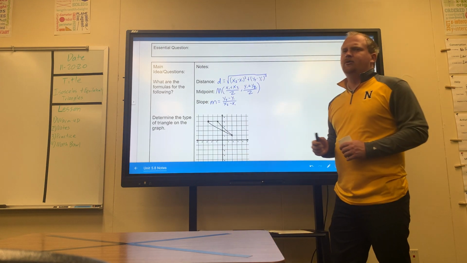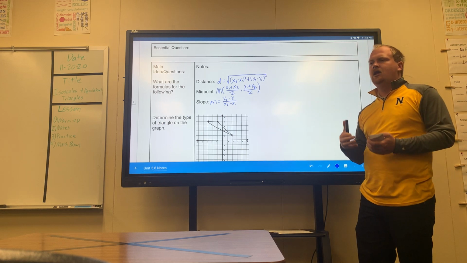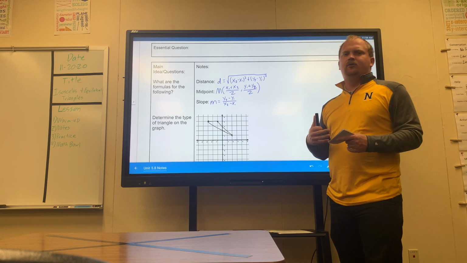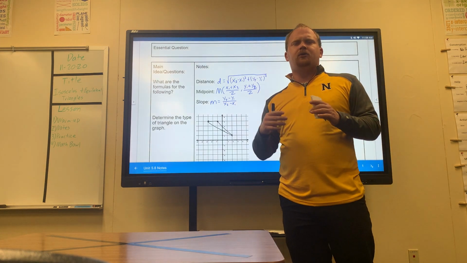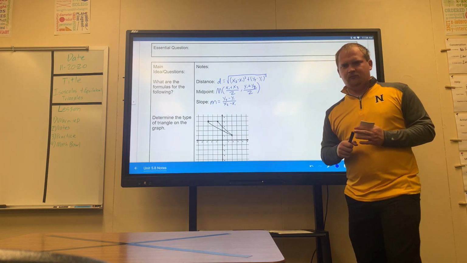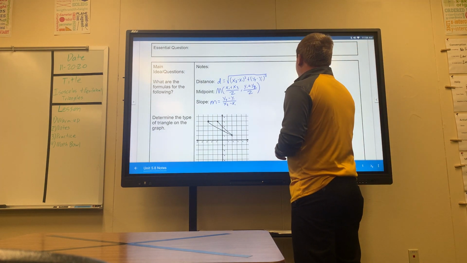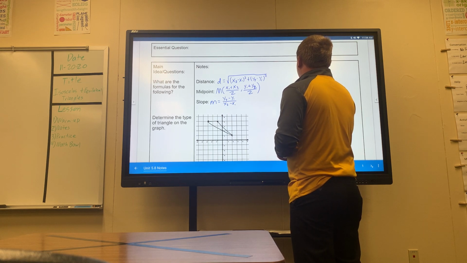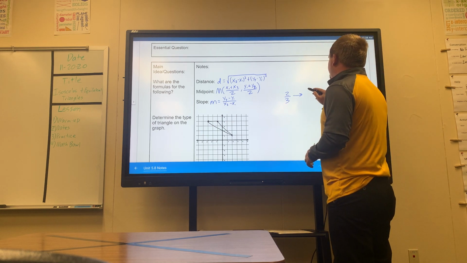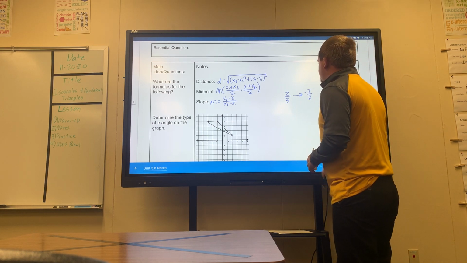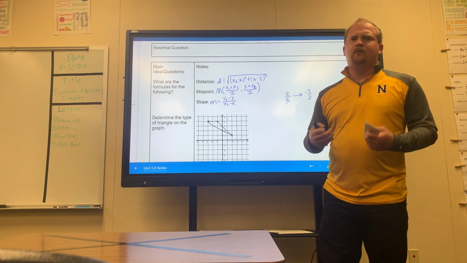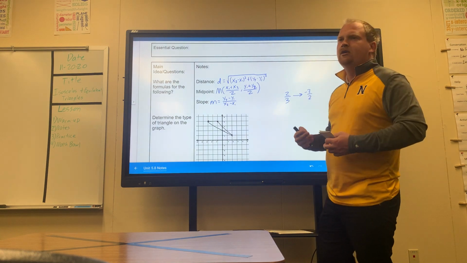Now, the reason why the slope is going to be important for us is that it's also going to help us out as far as finding right angles. Because remember, any perpendicular slopes are going to be the opposite reciprocal of it. Which basically means that if I have 2/3 here, in order to be perpendicular, I have to flip the fraction and change the sign.